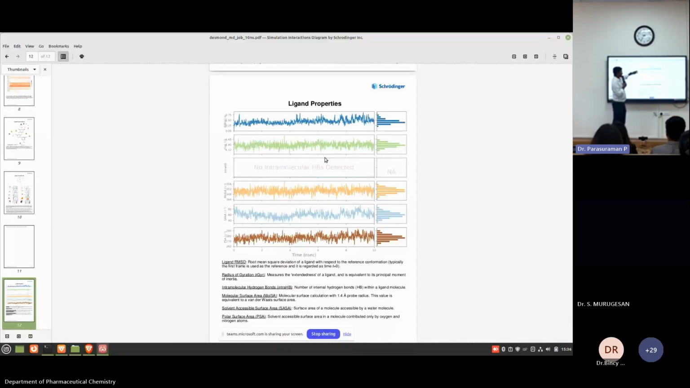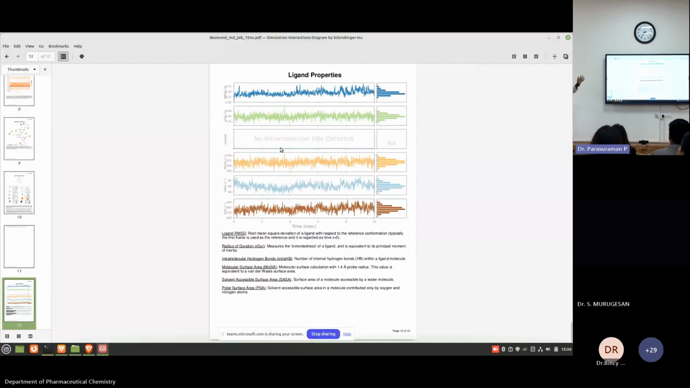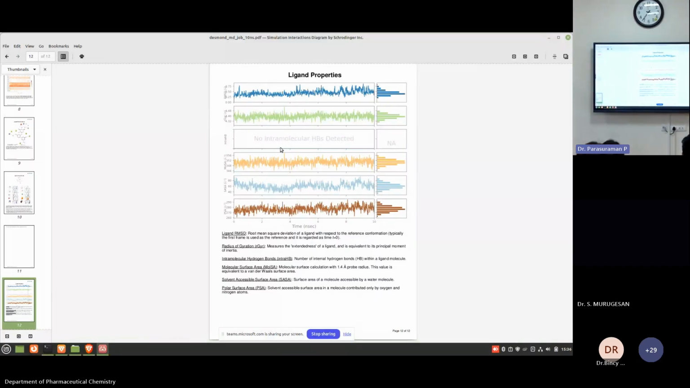The same way as I said, RMSD, radius of gyration: only the ligand properties they have given. But in GROMACS, if you run, you can get Rg and SASA for proteins. Here the advantage is that it can run the RMSD for both protein and ligand together. But if you run in GROMACS, it will run separately. If I want to compare, I should run the protein separately and the ligand separately. So these are the advantages and disadvantages.